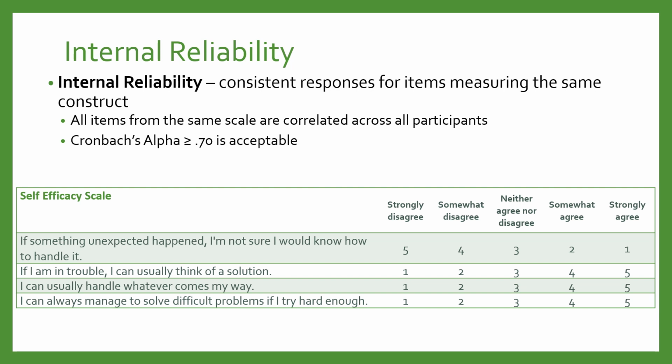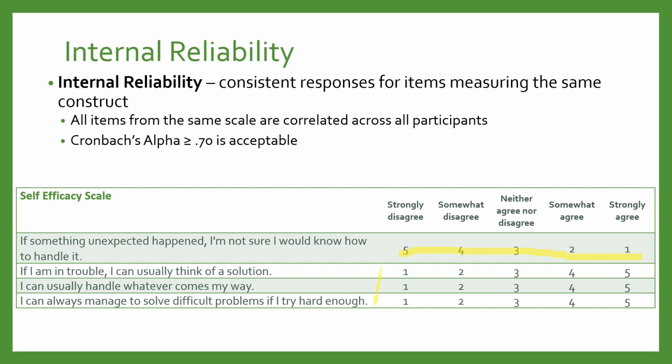So if you look at this example, you can see that our first item here, measuring self-efficacy, "if something unexpected happens, I'm not sure how I would handle it," is actually indicative of less self-efficacy. So you can see here that higher scores are associated with more disagreement. But then these final 3 items are all indicative of more self-efficacy, so higher scores show higher self-efficacy. So if you had this data in this way, and you created a Cronbach's alpha, it may even be negative or very low because you forgot to reverse code this first item.